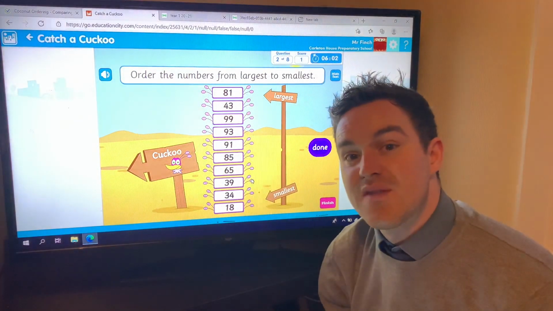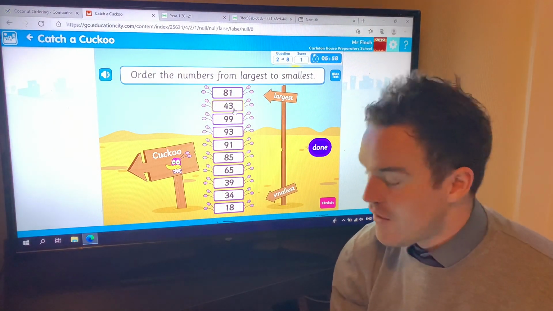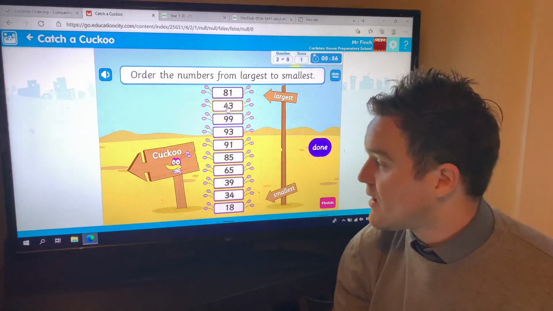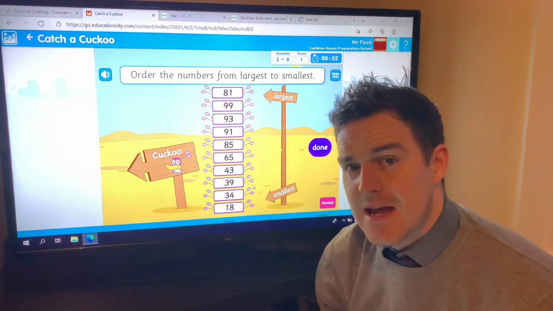Do we have any numbers with 4 sets of 10? I've spotted one. We have 43 because it has a 40 in it. 4 sets of 10 and 40. What about numbers with 5 sets of 10?